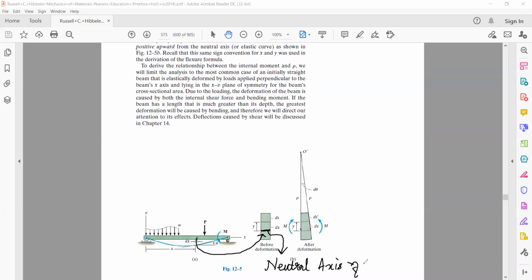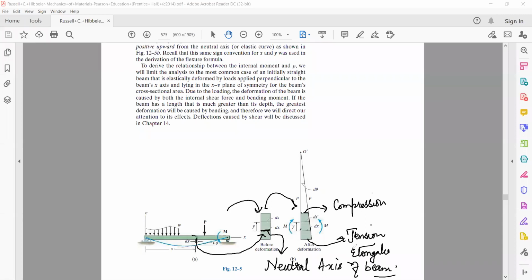What do we mean by neutral axis of beam? As far as the neutral axis of beam is concerned, if you look at the cross section before deformation, that is perfectly symmetric. But if you look at this cross section after deformation, what will happen? The top portion of the beam, the length of the top portion will decrease. That is, the top portion will be under compression. And the bottom portion will be under tension. That is, in the bottom portion, the elongation will happen. In the top portion, the compression will happen.